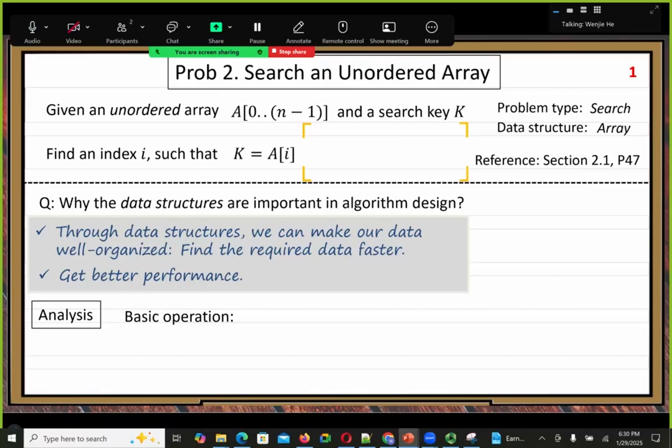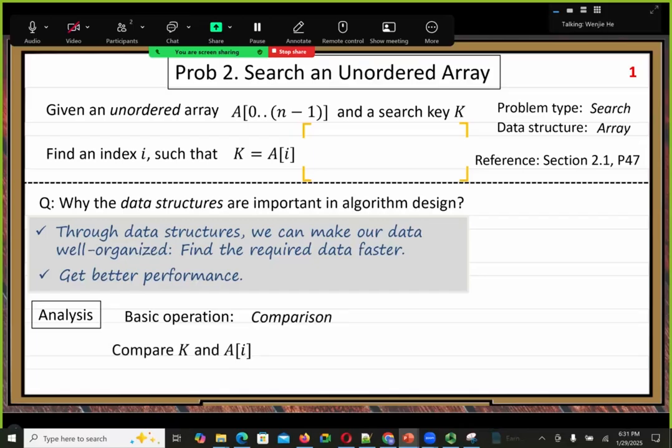So here, we don't want to spend our resource on sorting. Sometimes we feel sorting is not worth it. Sometimes we feel it's worth it, so we will do it. Here, we don't want to sort it. So let's find the given key without sorting, in an unordered array.